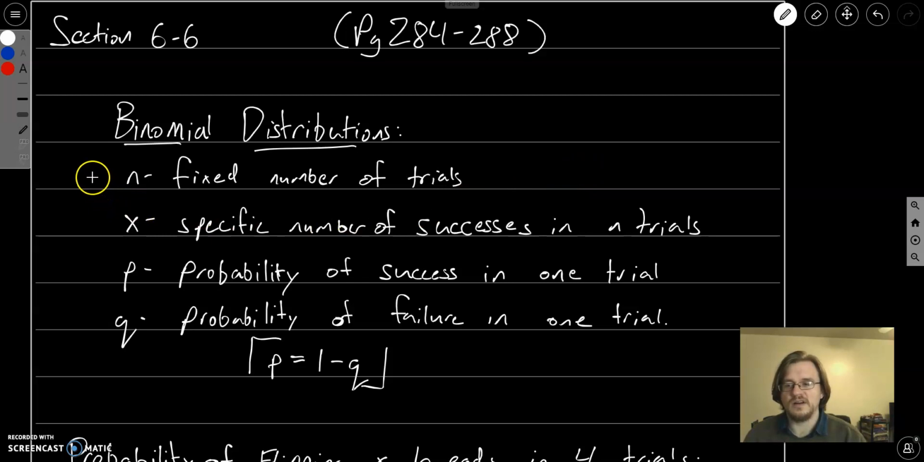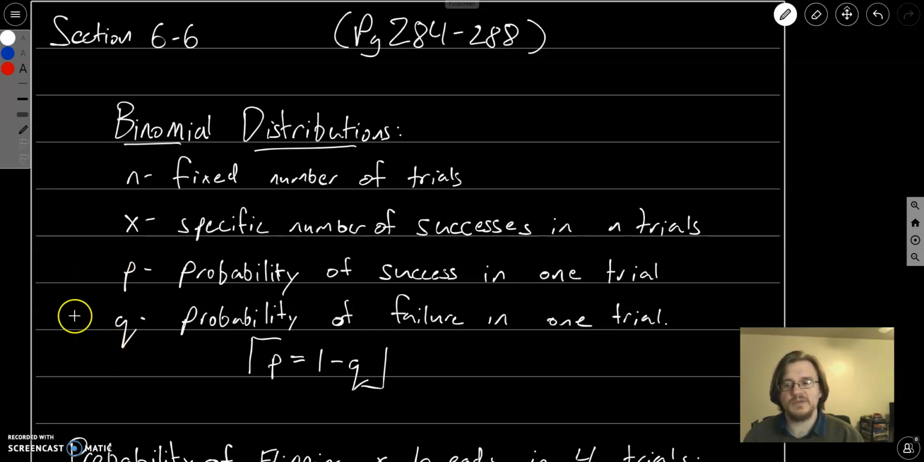So we are in a binomial distribution. We fix the number of trials, so for instance, how many coins we flip or how many dice we roll. For x, this is going to be how many successes we are going to count in that number of trials. So for instance, we might calculate the probability of flipping 48 heads out of 100 coin flips, or something like this. P and Q are going to be the probability of getting a success and the probability of getting a failure.